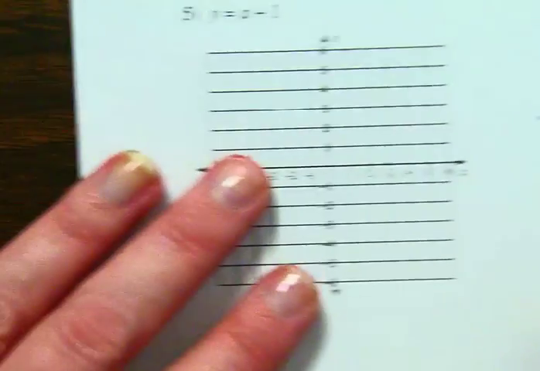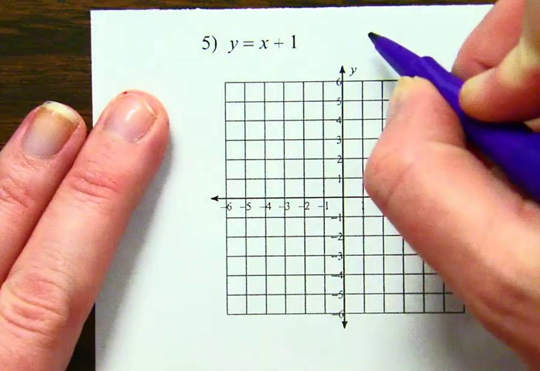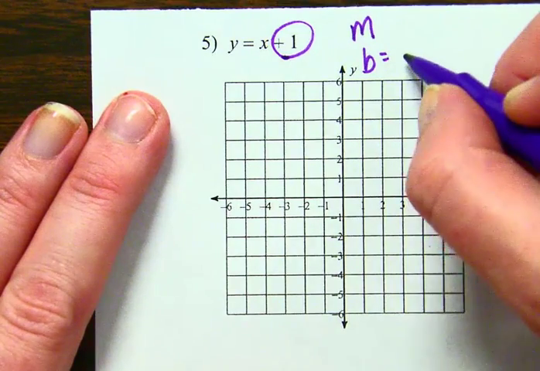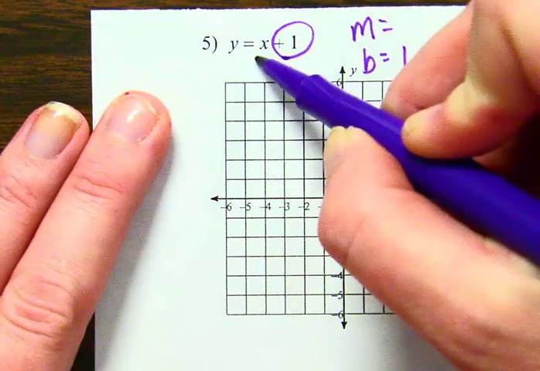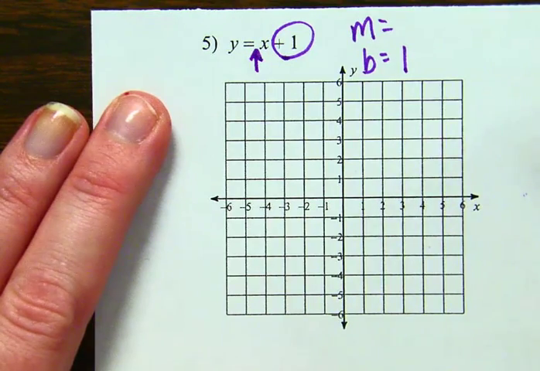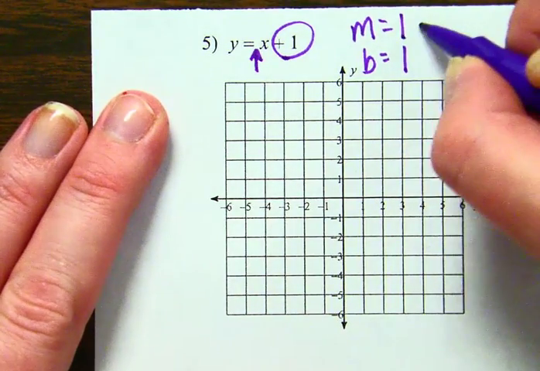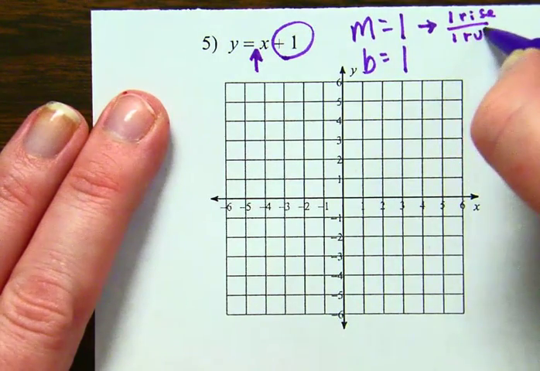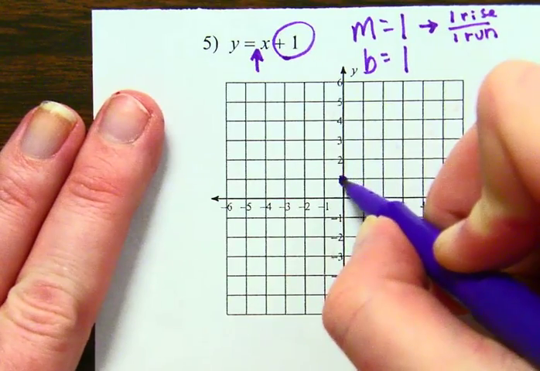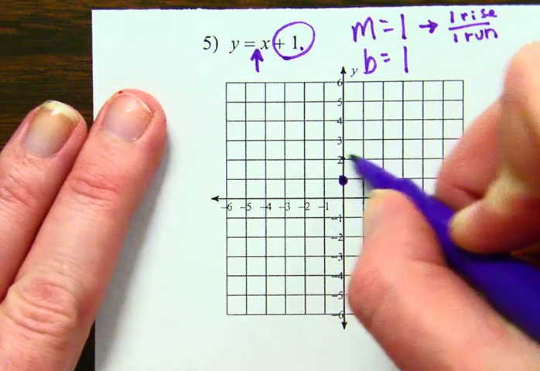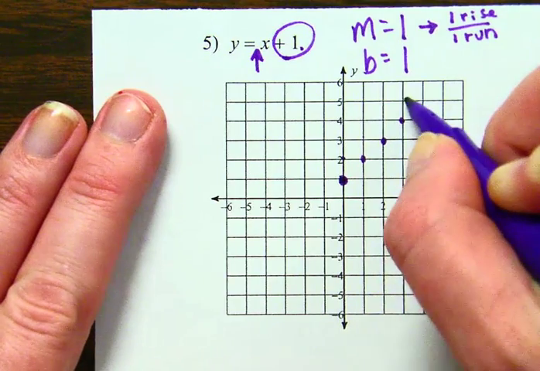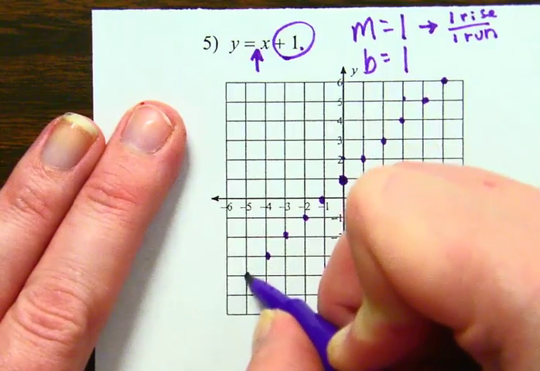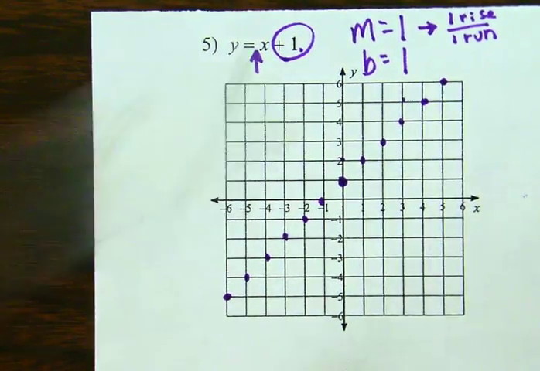Next, I have y equals x plus 1. This is my y-intercept. I have no number written there, but I do have an x. Therefore, my slope is 1. My rise will be 1. My run will be 1. And I start at the y-intercept 1. Up 1 over 1, up 1 over 1, and repeat until you can go no further on the graph. Connect your dots.